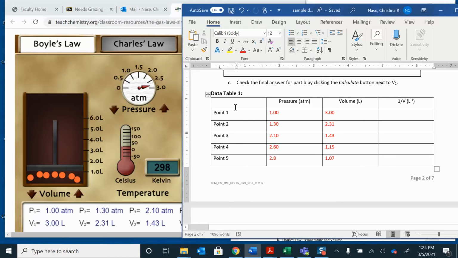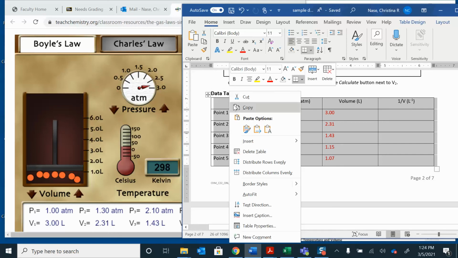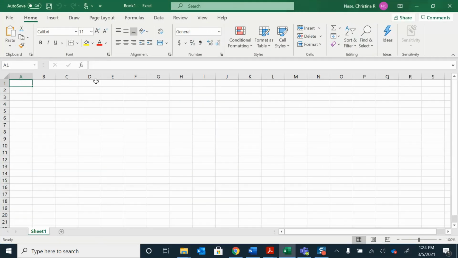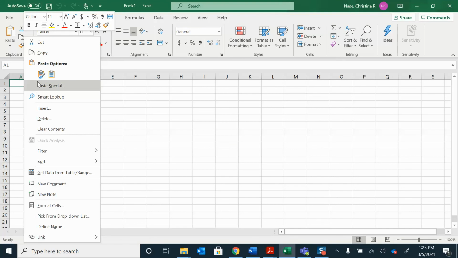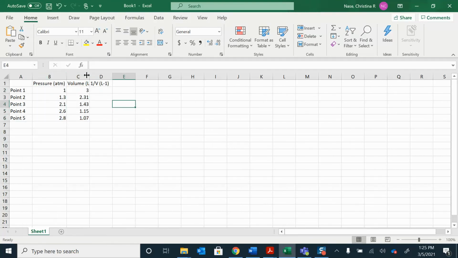Great. Now we're going to put that in Excel. So now I'm just going to left click on this, right click, copy, and then I'm going to open up an Excel table. And I'm going to just put that in here, paste it. Sure. All right, so I have my pressure, I have my volume.